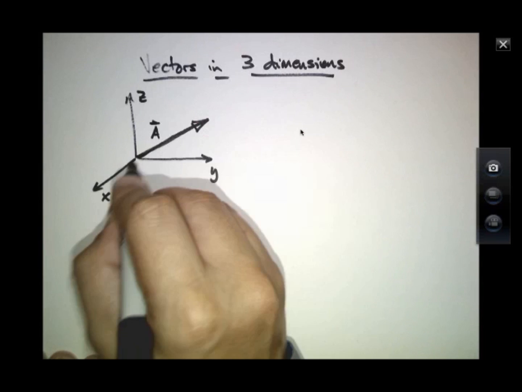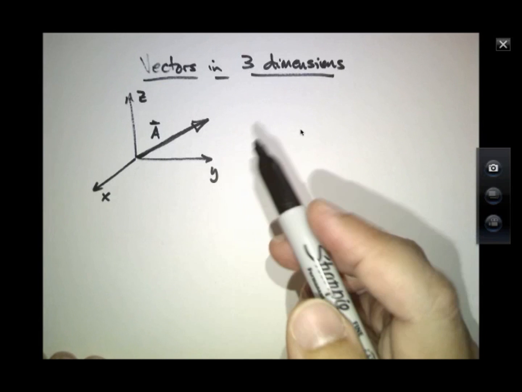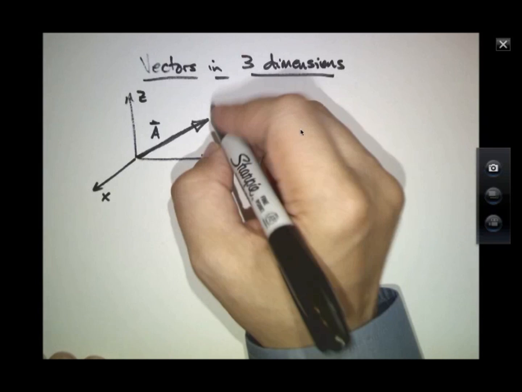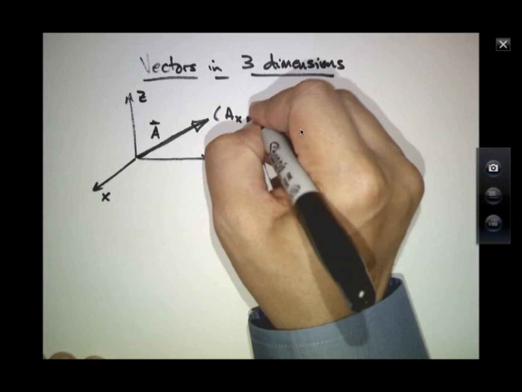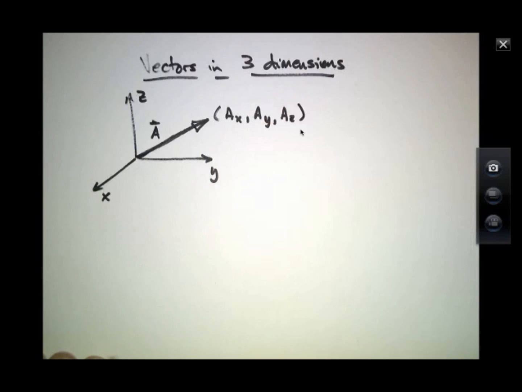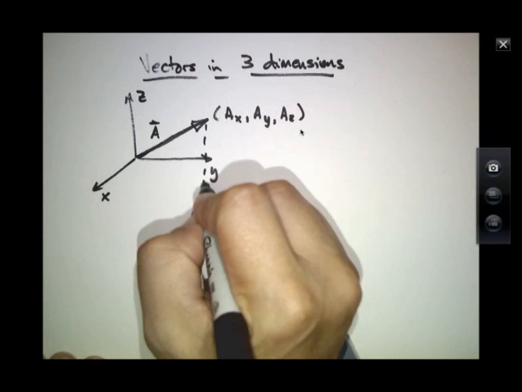We have this thing that we're going to call the tail of the vector, and this other thing called the tip. And if we always agree that we're going to put the tail at the origin, then the tip defines an ordered triplet, not an ordered pair. But it's a coordinate out in 3-dimensional space.